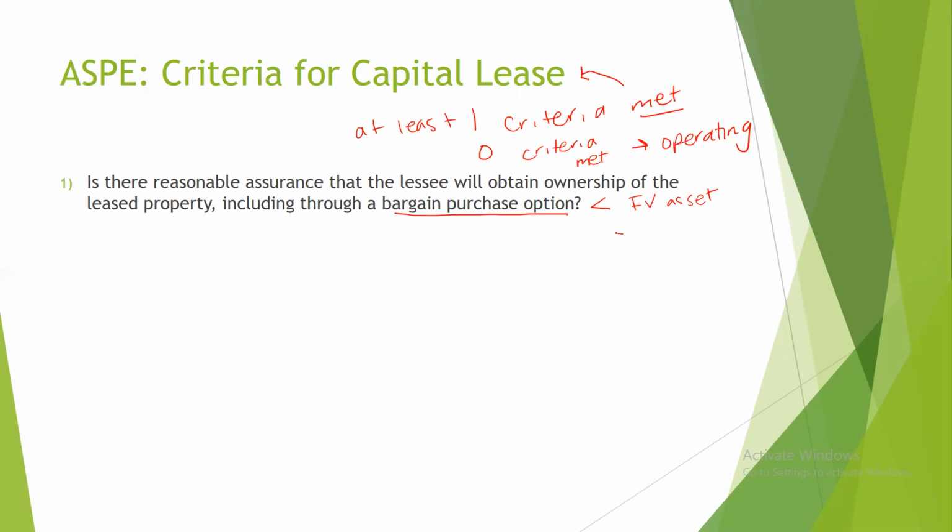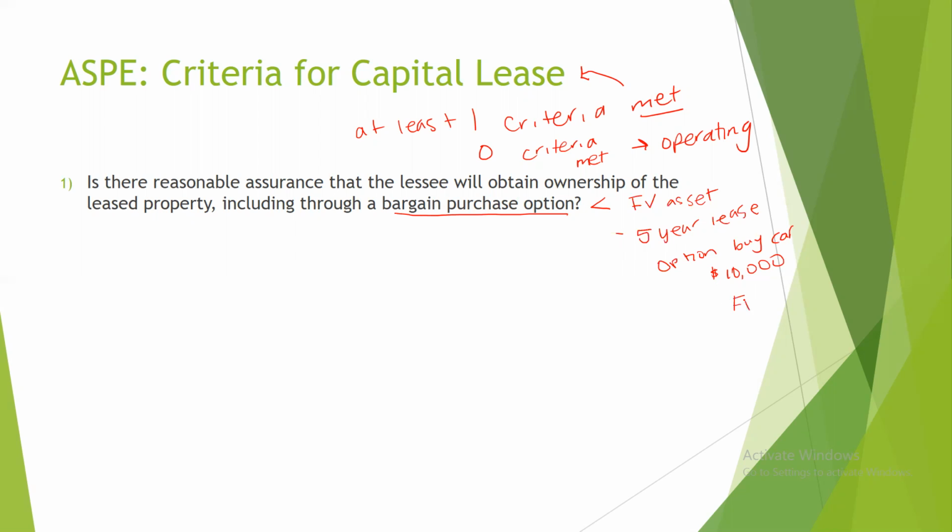Let's say it's a 5-year term. This happens a lot with cars. If you lease a car and it's a 5-year lease, at the end of the 5 years you have an option to purchase the car. So let's say you have an option to buy the car for, let's say, $10,000. After the 5-year lease, you have an option to buy the car for $10,000. It's only going to be a bargain purchase option if this $10,000 is less than fair value.